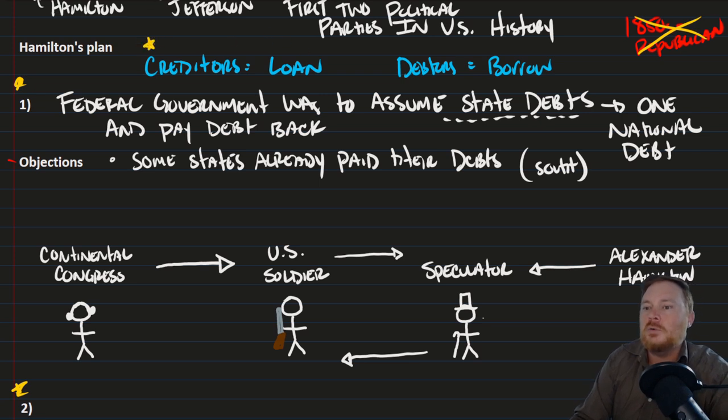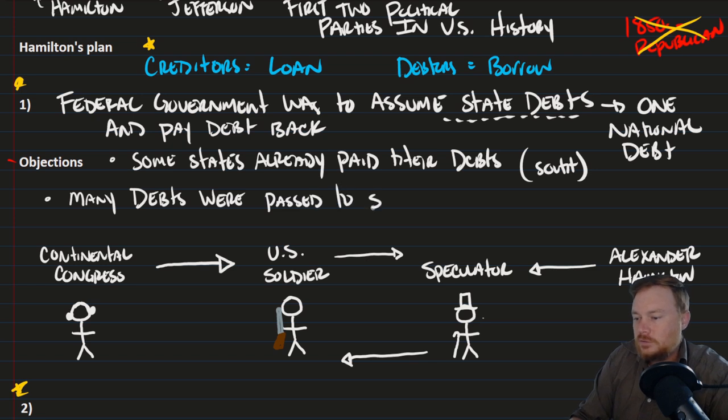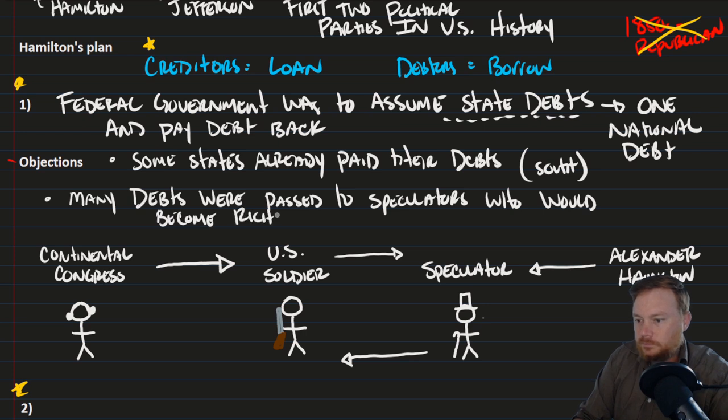He wanted the United States to focus on paying back the banks, paying back the loans that had essentially been made out. And so by paying the debt back, one consequence was that many debts were passed to speculators, who would become, say, rich under Hamilton's plan.